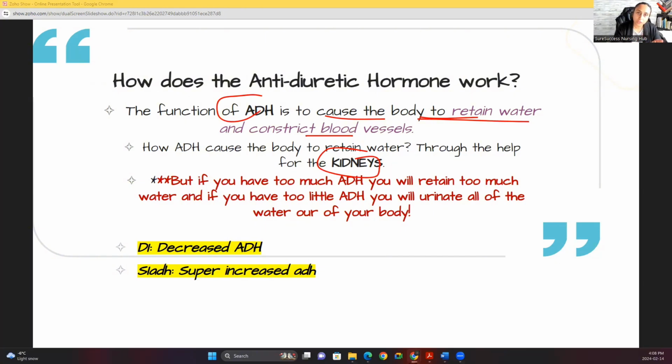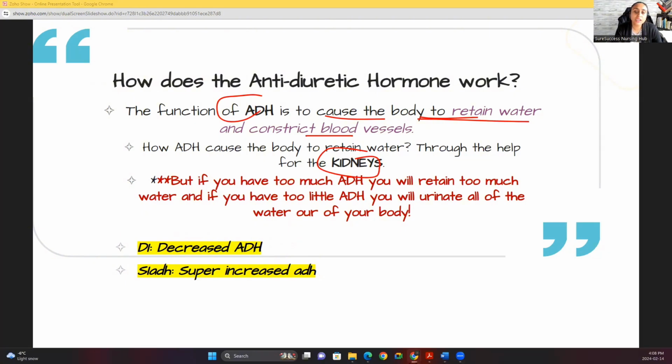But I have another trick to remember the signs and symptoms. This is one way to remember which one is increased ADH and which one is decreased ADH. Now, from this slide, what did you understand about diabetes insipidus? It is decreased ADH, meaning you're peeing too much or less?